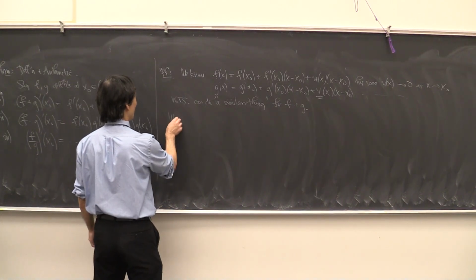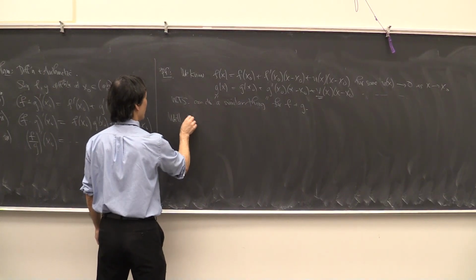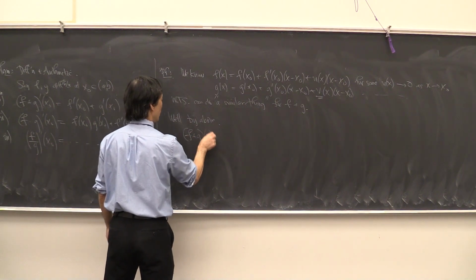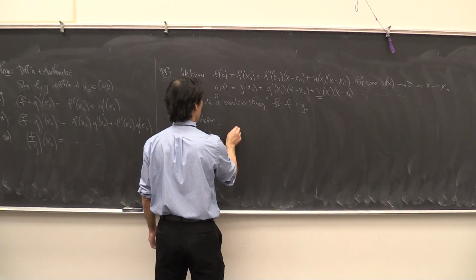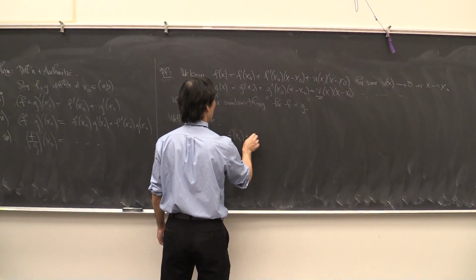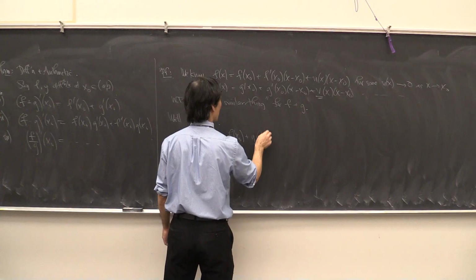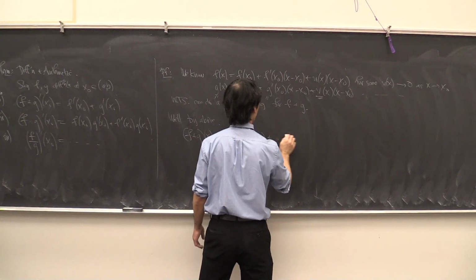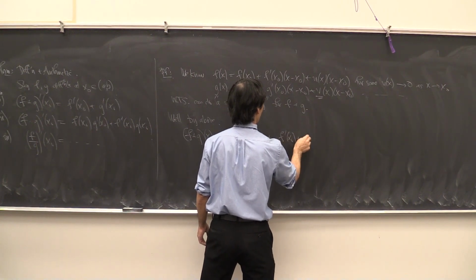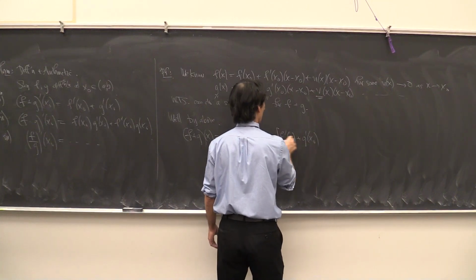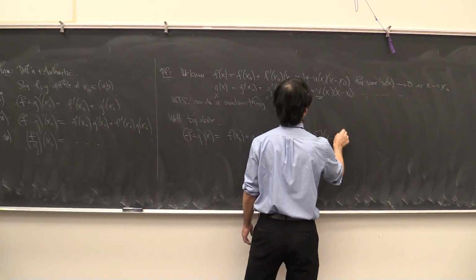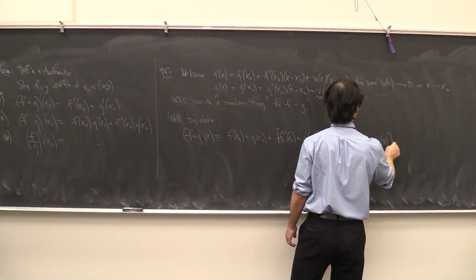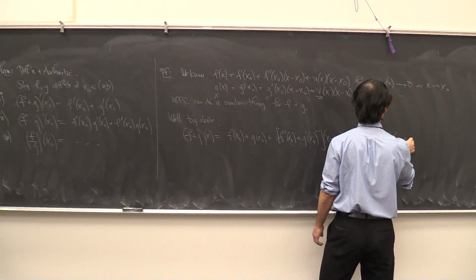So we'll say, well, by the above, f plus g at x is just going to be the sum here: f of x naught plus g of x naught, plus f prime x naught plus g prime x naught times x minus x naught, plus u of x plus v of x times x minus x naught.